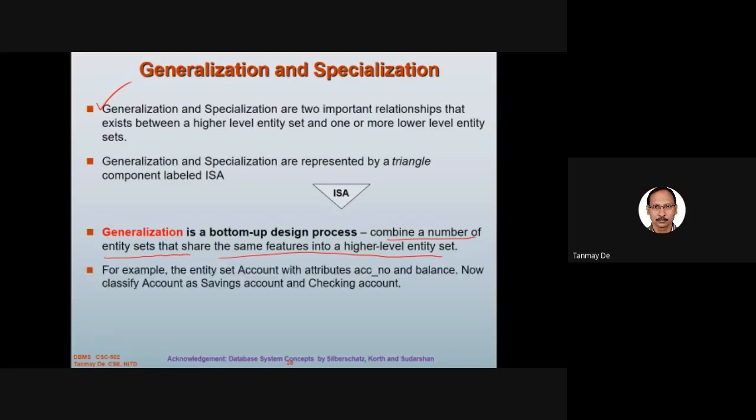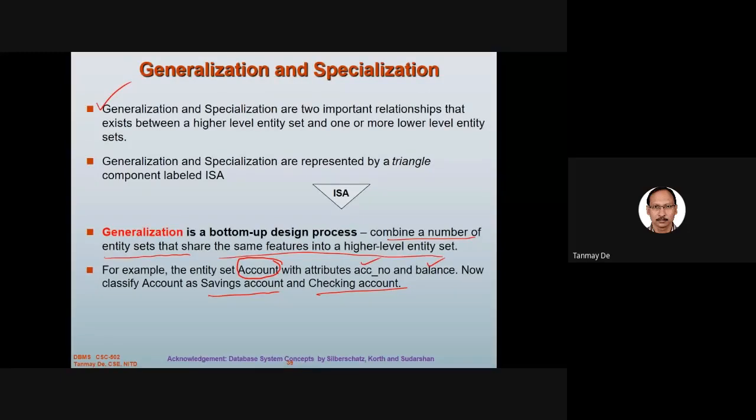For example, suppose the entity set account with the attributes account number and balance. Now we classify this as savings accounts and checking accounts. Those savings accounts and checking accounts have the same properties. That is, savings accounts also contain the account number and balance. Checking accounts also contain the account number and balance.